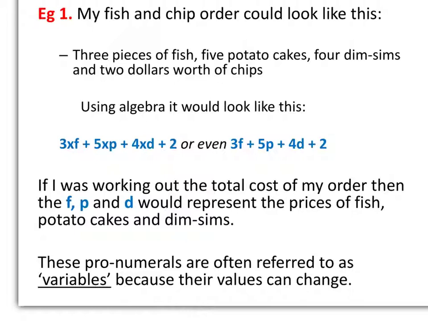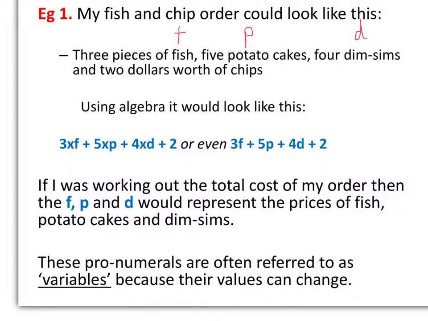So, my fish and chip order could look like this: 3 pieces of fish, 5 potato cakes, 4 dim sims, and $2 worth of chips. Using algebra, I could simplify it to look like this: 3 times F plus 5 times P plus 4 times D plus 2. So we're using the letter F to represent fish, P to represent potato cakes, D to represent dim sims, and then because we know the value of the chips, we know that it's going to cost $2, we don't need to do the C for chips.